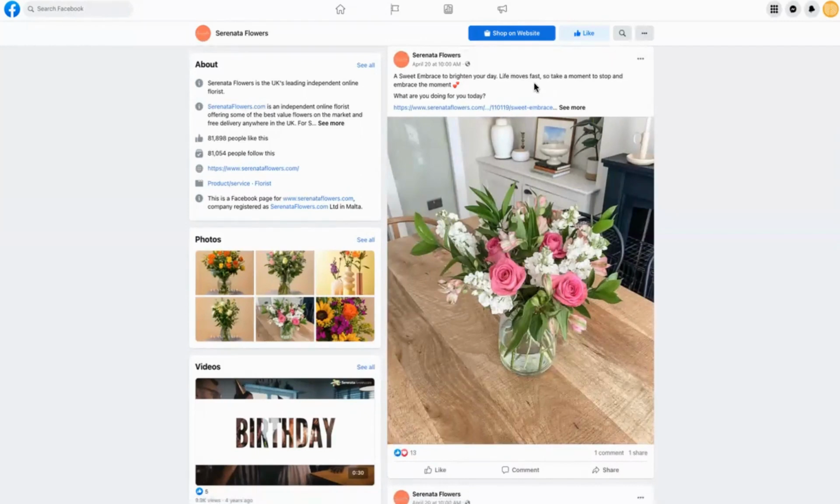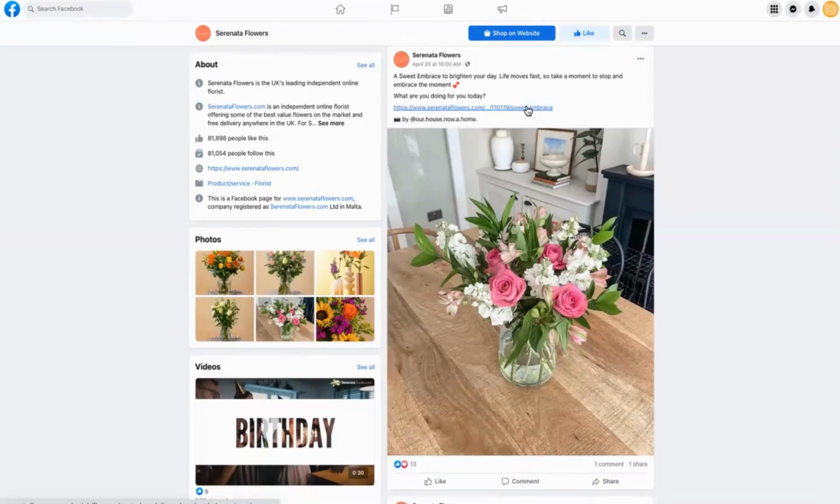Life moves fast, so take a moment to stop and embrace the moment. What are you doing for you today? And they've said sweet embrace because that's actually the flower's name, and then they've put the buy at our house now a home, and so that was the people that actually posted, and that's clearly an Instagram, but because it's not actually coming up as a Facebook one.